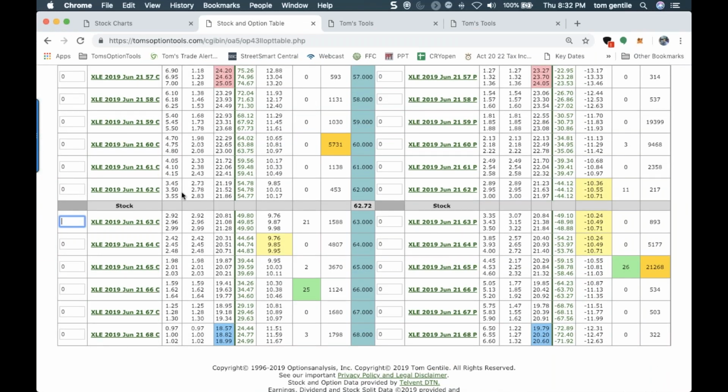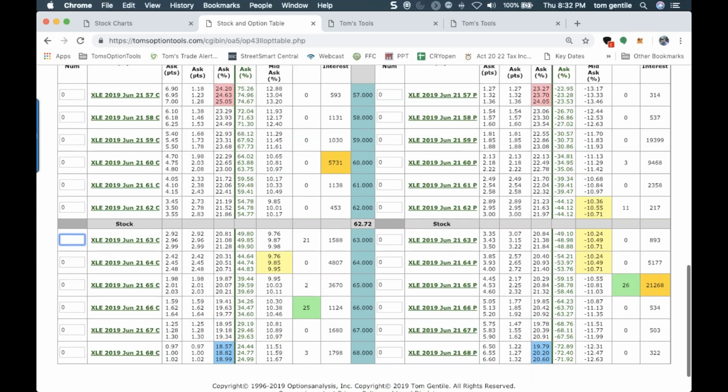If you look here, it's the difference between the bid and the ask. The tighter those are, the better I like them. Take a look at 292 by 299. So you're looking at a 7-cent bid-ask spread. That's fantastic. Let me show you another one real quick.